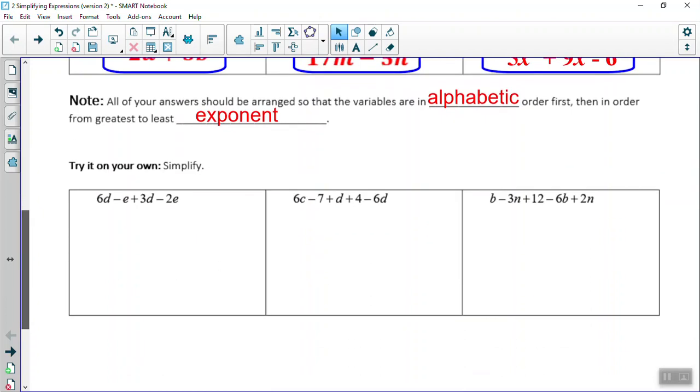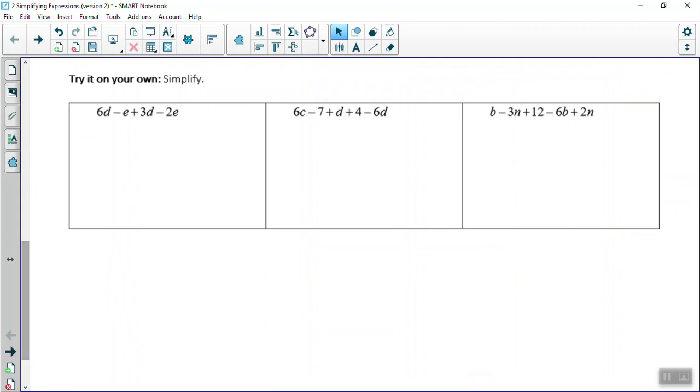All right, so I want you to come down here, and you can use whatever method you like. Like I said, if you have a method that you've learned in the past for combining like terms that you prefer, use that. If you like the method I just showed you, then you can use that one. So go ahead, pause the video now, and try these 3 examples.